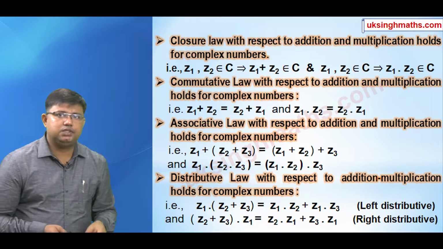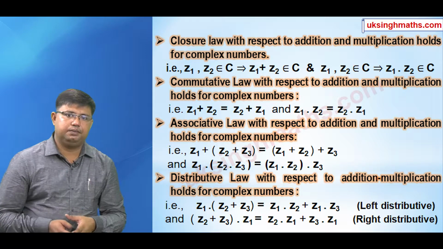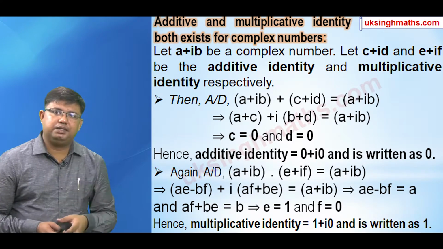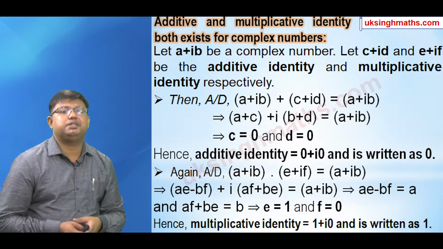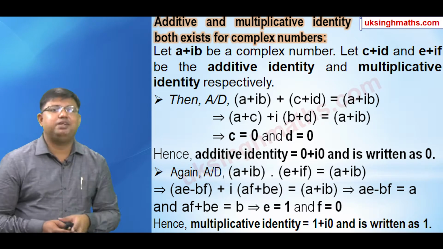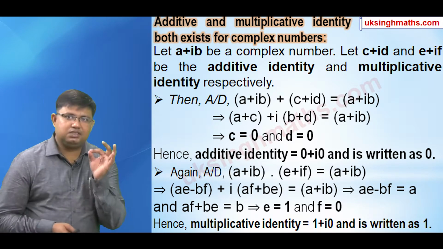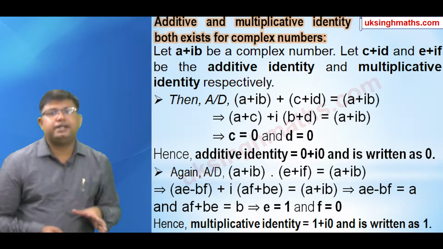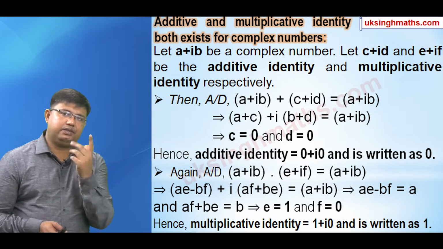There are two types of distributive law, left and right distributive law. You can visualize this on the screen. Now, additive and multiplicative identity both exist for complex numbers. Let a plus ib be a complex number, and suppose c plus id and e plus if are the additive identity and multiplicative identity respectively.